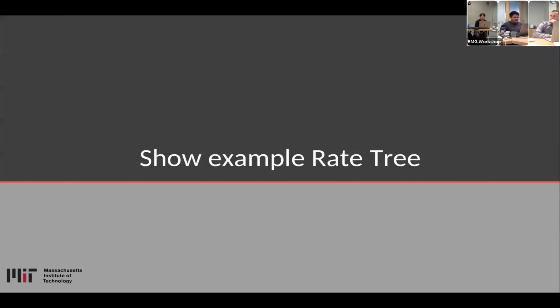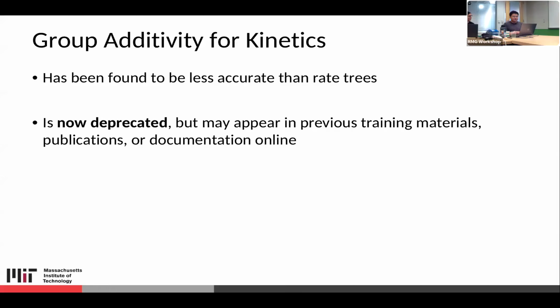Another comment on that is we used to support group additivity for kinetics, but that turned out to work really poorly. Oh yeah, the slide actually says. So it's now deprecated in RMG as of I think last year. You might see it in previous training materials, but yeah, we don't support it anymore because it's much worse than the trees.